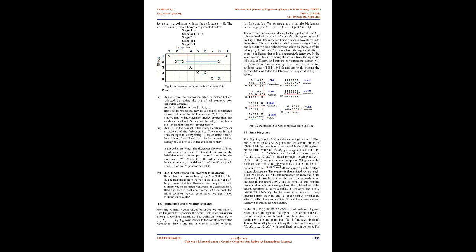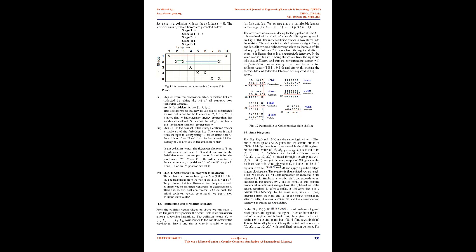The initial collision vector is now stored into the register. The register is then shifted towards the right. Every 1-bit shift towards the right corresponds to an increase of the latency by 1. When a 0 exits from the right end after p shifts, it indicates that p is a permissible latency. In the same manner, a 1 being shifted out from the right end tells us p is forbidden, and thus the corresponding latency will be forbidden. For an example, we consider an initial collision vector, 1 0 1 1 0 1 0, and after right shifting the permissible and forbidden latencies are depicted in Fig. 12 below.